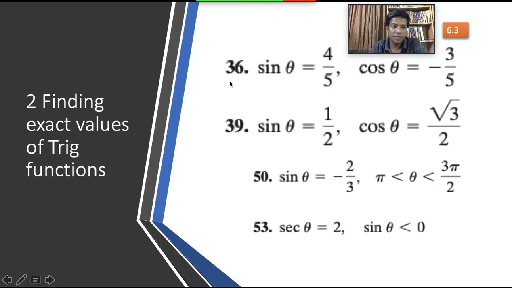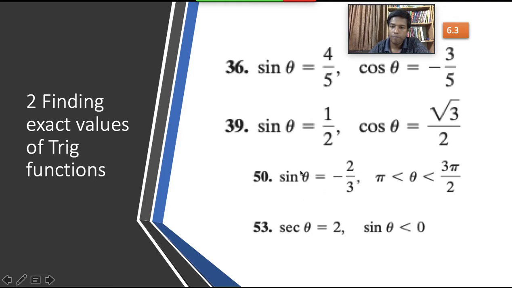The second set is something like this, finding the exact values of trig functions. When sin theta equals 4 by 5 and cos theta equals minus 3 by 5 is given, what are the other trigonometric function values? Let's say cosec theta equals what, sec theta equals what, like that. Or this kind of question like sin theta equals minus 2 by 3, and this is a given condition. What are the other trigonometric function values?